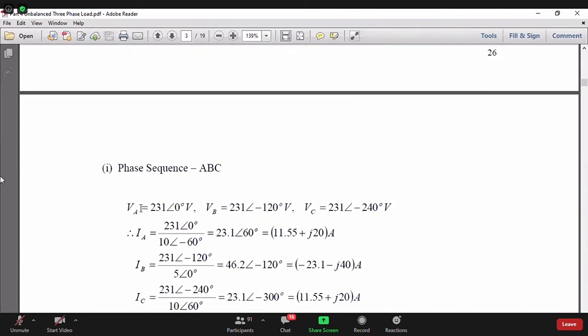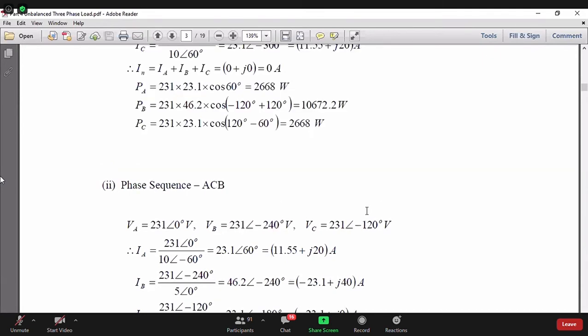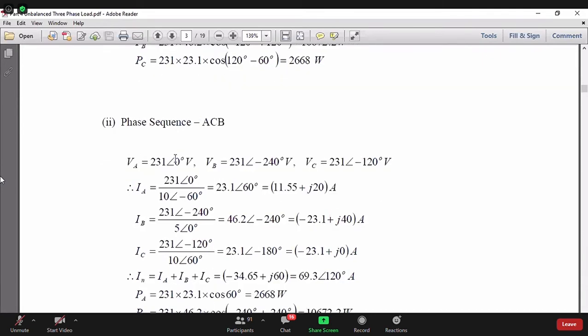This is ABC. So look at the voltages. A is 0 degree, B is minus 120, C is minus 240. What happens? It is ACB. What is changed? A is never changed. That is the reference. Change occurs between B and C. B becomes minus 240, C becomes minus 120. Because their two phasors are interchanged. If you remember the earlier phasor. So VA is 0 degree, VB is minus 240, VC is minus 120.